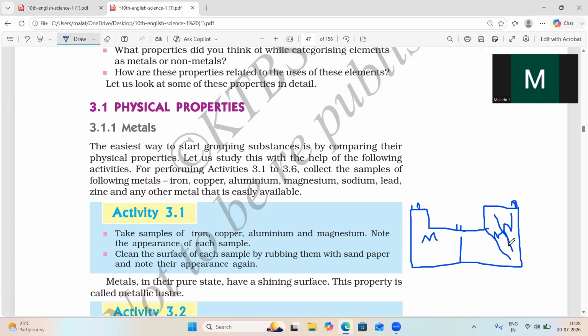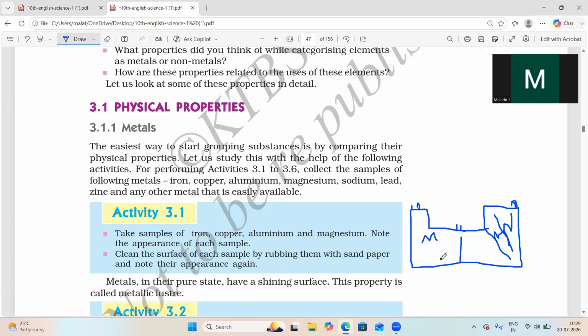How are metals, non-metals and metalloids classified? Metalloids are those which have the properties of both metals and non-metals. Sometimes it acts like a metal, sometimes it may act like a non-metal. On what properties can scientists classify metals and non-metals? Simply by seeing we cannot define which is metal and which is non-metal. So based on the physical and chemical properties, the scientists classified the metals and non-metals.